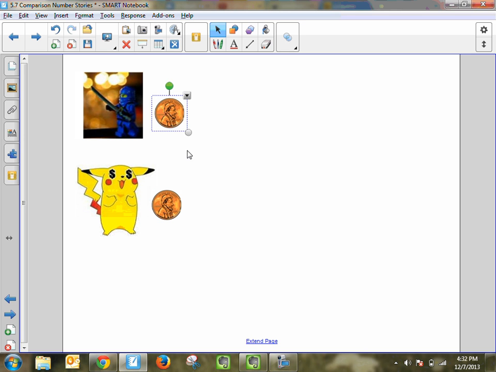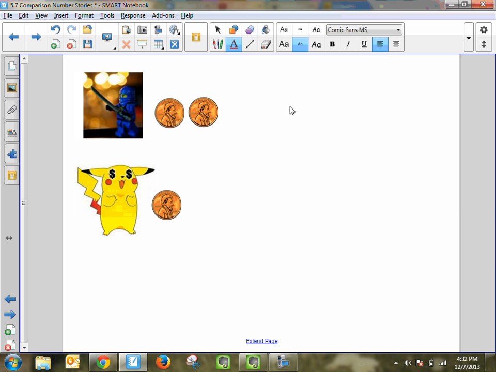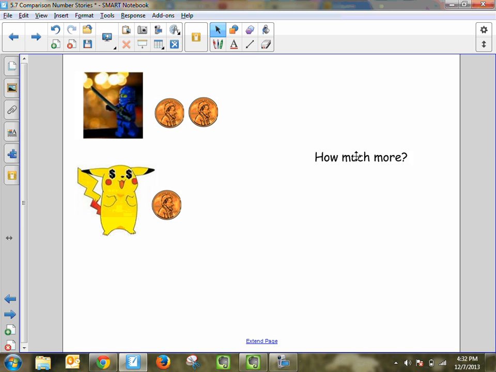Now, if I added another penny for Ninjago here, which one has more money now? It's pretty easy to see that we now have more money up for Mr. Ninjago up here compared to Pikachu. Now, I want to ask the question, which you're going to see a lot: how much more? Okay, so I want to know how much more does Mr.